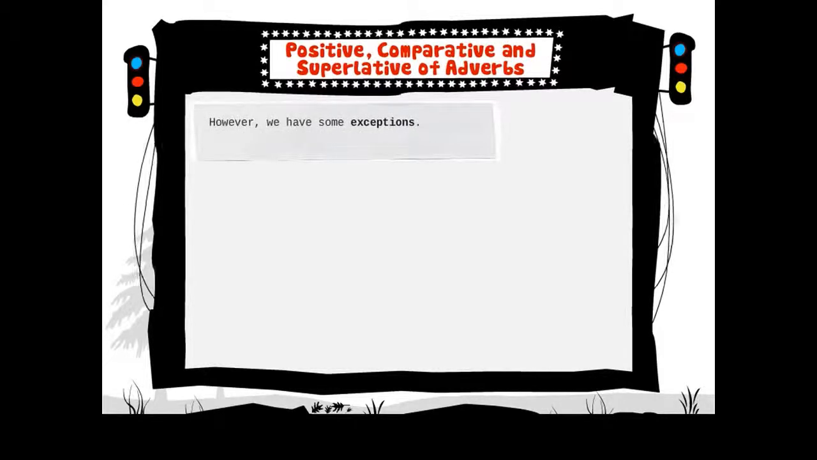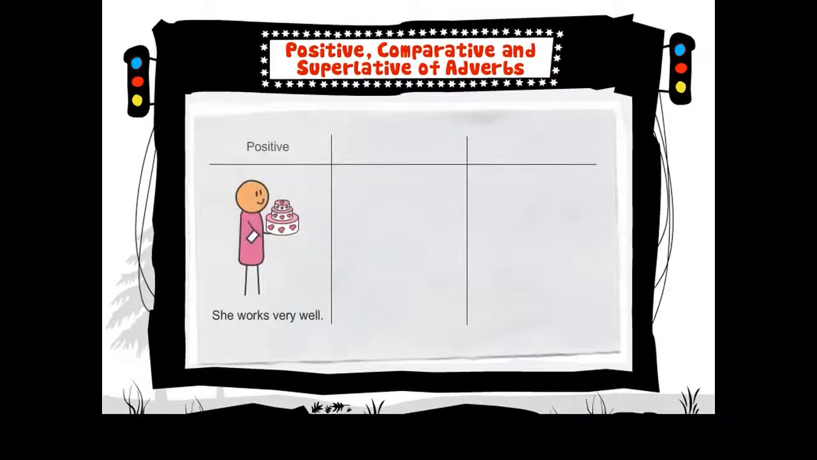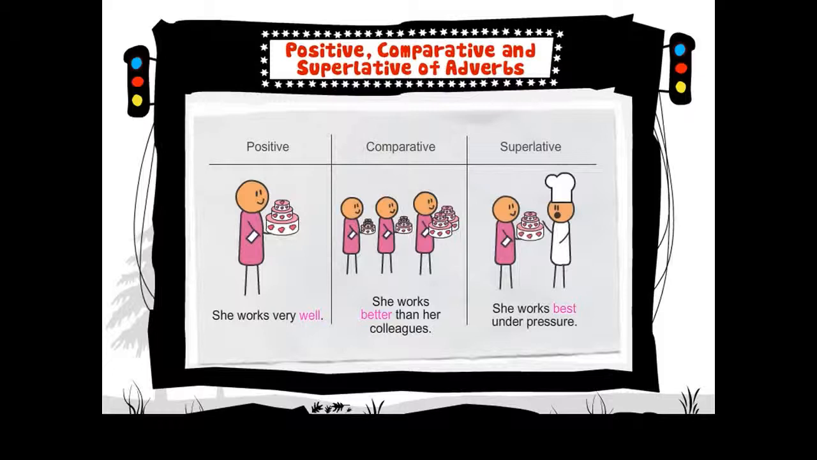However, we have some exceptions. Here are some irregular adverbs. Well, better, best. Badly, worse, worst. Little, less, least. Much, more, most. For example, she works very well. She works better than her colleagues. She works best under pressure.